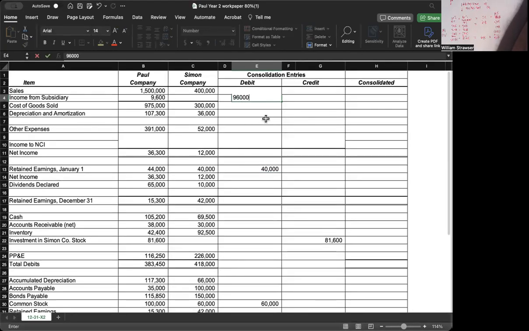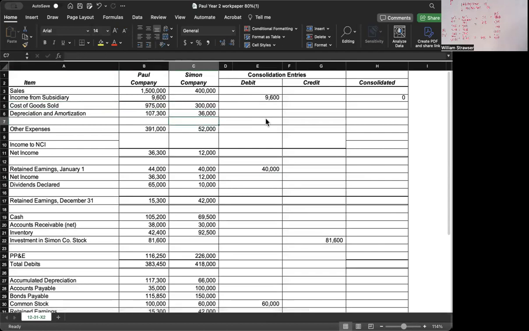I need to debit it. Not that much, that much. So we bring it to 9,600. That'll perfectly zero it out as it needs to be because once we report for the consolidated company, we're not bringing over 80% of 12,000. We're bringing over all 12,000. Right. So I need to credit that by 9,600.